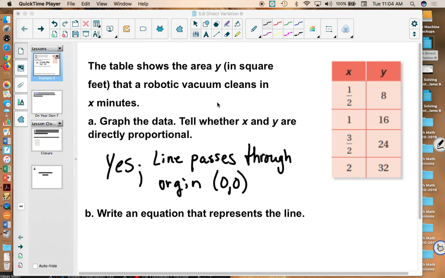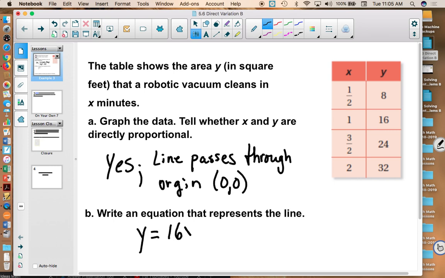16. How do you know that, Tanner? Because y equals 16x. Y equals 16x. 1/2 times 16 is 8. 1 times 16 is 16. Good. 3/2 times 16 is 24. 2 times 16 is 32. Very good. Very nice.